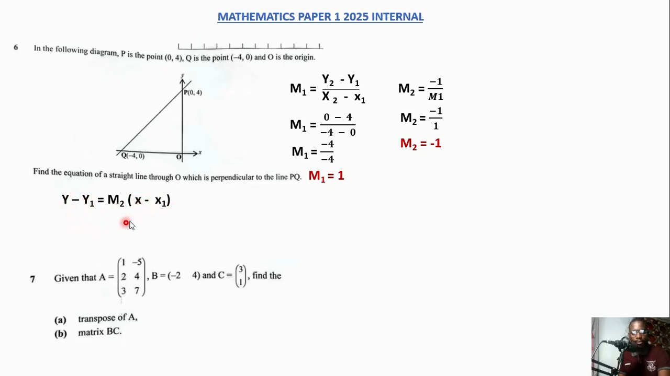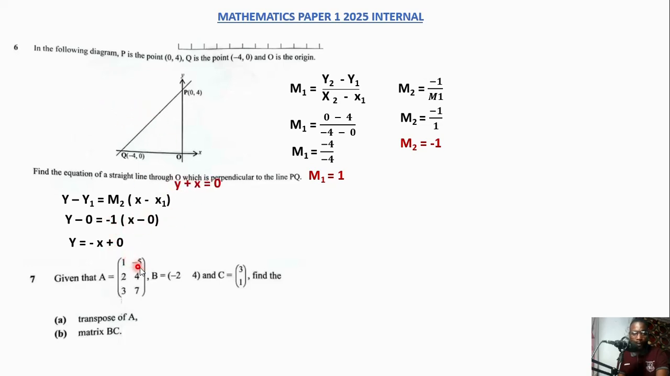X and y will remain in the equation. Take note. So we have something like this now. y minus what is y1? At this point y1 is 0, is equal to what is my m2? My m2, the one I've found here, which is negative 1, open brackets x minus what is my x1? My x1 at this point is also 0. So I'll have something like this now. y is equal to negative x plus 0. When I simplify, negative 1 times x is negative x. Then negative 1 times 0 is 0.